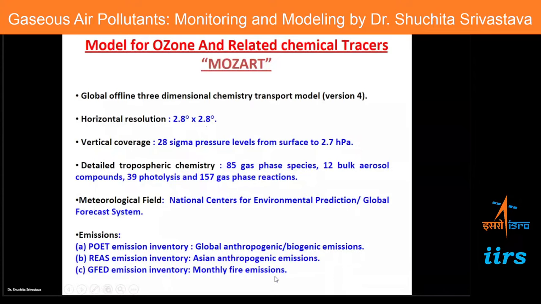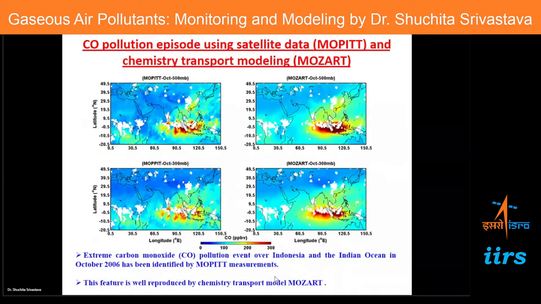the GFED emission inventory for monthly fire emissions. A model can be considered reliable if and only if the model is able to reproduce the observed features. So here you can see the observed feature by satellite MOPITT measurement at 500 millibar and 300 millibar. This is the MOPITT satellite measurement, and these are the output of MOZART, which is numerically calculated. Here you can see a high level of pollution over Indonesia. So the model is able to reproduce the major observed feature, and so we can trust that the model is able to correctly simulate advection, convection, and chemistry.